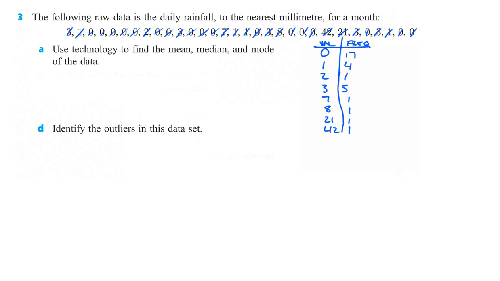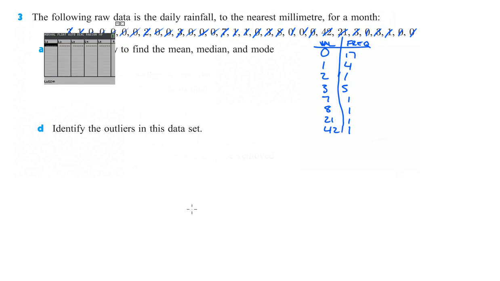anything. So then what we can do is in our calculator, and again you can do the same thing with the scientific calculator, but we're just going to put all these in here. So I'm going to do 0, 1, 2, 3, 7, 8, 21, and 42, right? So those are all of our values, and then for the frequency we'll just enter those numbers in. 17, instead of having to type in 17 zeros, I just have to do 0 and then 17. There's 4 1s, there's a 2, 5 3s, and all the rest of these are just 1s.